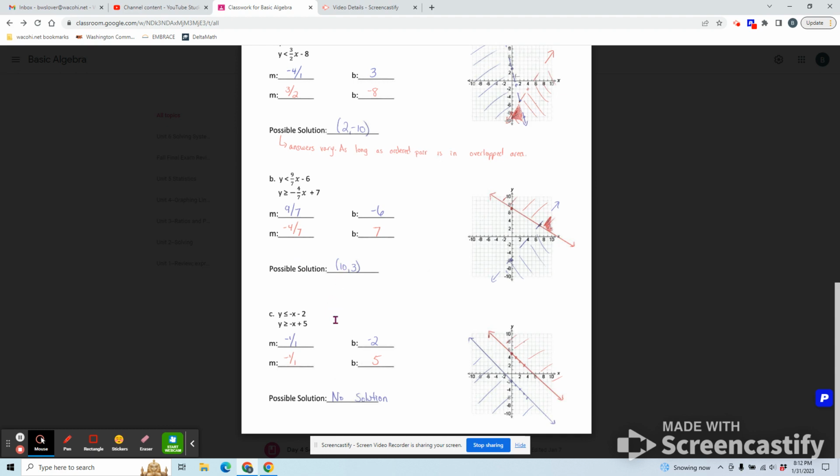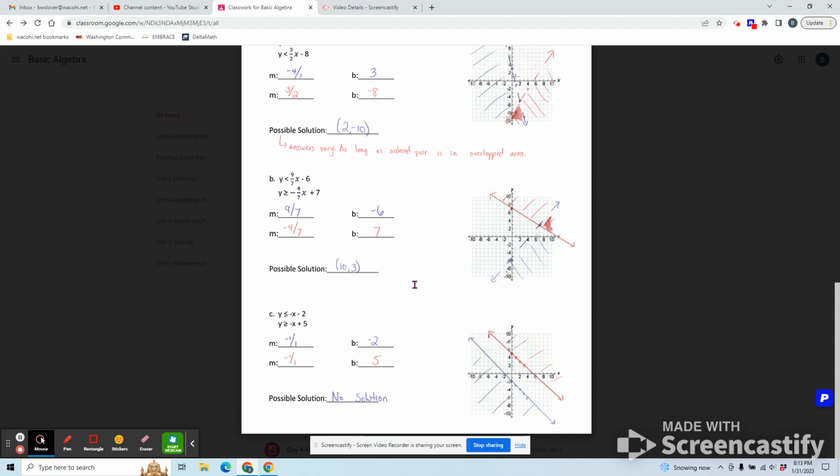Same thing on the last one. The last one just looks a little bit different because notice nothing overlaps. And that's okay. You don't have to have an answer. Nothing overlaps, so I have no solution. There is no ordered pair that I could plug in that would make both equations true. Remember, that's the key to being a solution to a system of equations or inequalities. Whatever my possible solution is, I should be able to plug it back into both of them and make them true. But in this case, I don't have any answers that will do that. So that's why I'm listing no solution.